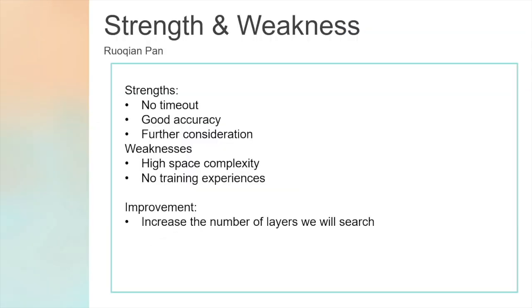The move which has the highest score will be the best move. The strength of this algorithm is that it has good accuracy and will not time out. Also, it will consider more than one layer. However, the weakness of heuristic search is that it has a high space complexity and has no training appearance. In order to improve the performance of heuristic search, we can increase the number of layers we search.